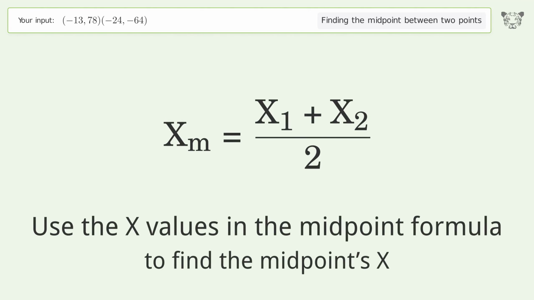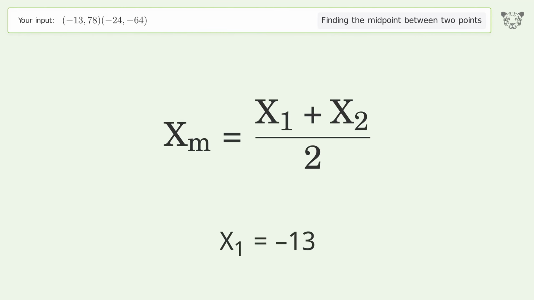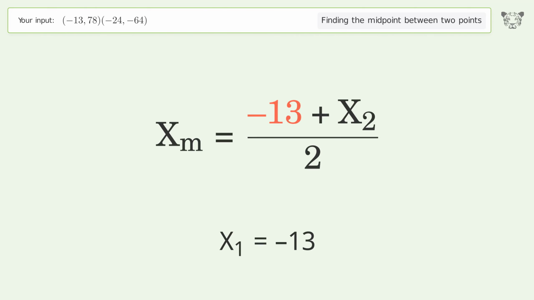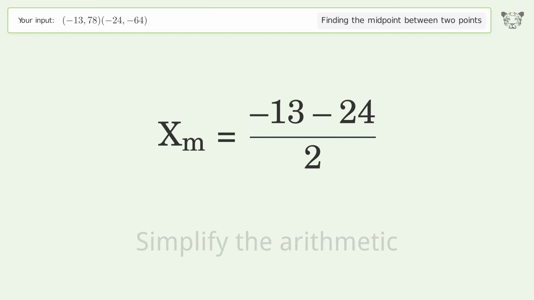Use the x values in the midpoint formula to find the midpoint's x. x1 equals negative 13. x2 equals negative 24. Simplify the arithmetic.